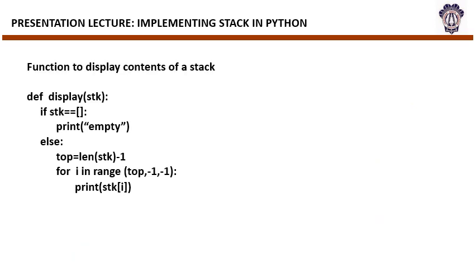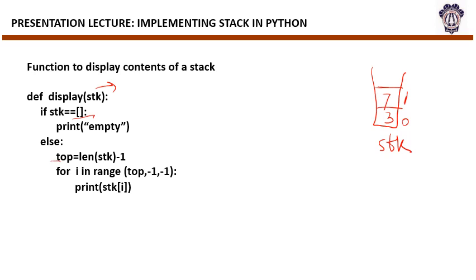Let us learn how to display the content of a stack. We have a stack stk, elements are 3 and 7. Index of 3 will be 0, for 7 it will be 1. Now we'll display the elements. Let us look at the function display. Stack is the parameter. If stack is equal to [], which means empty, else.